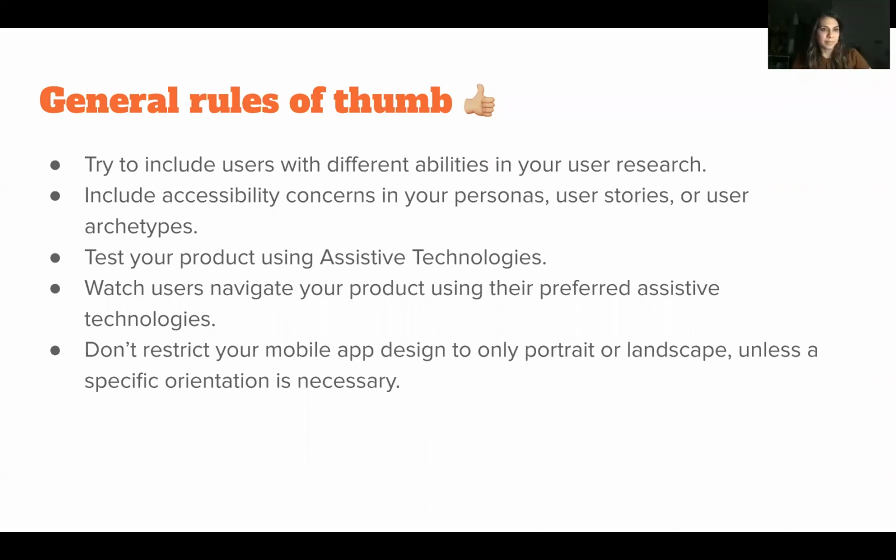So it's best to start at the beginning, like including users with different abilities in your user research, and including accessibility concerns in your personas or user stories. Whatever persona you have, maybe give them a vision problem or another kind of disability. I'll describe some of the more popular ones. Test your product with assistive technologies like screen readers to make sure it all goes in order, and watch users navigate your product using their preferred assistive technologies. Also, don't restrict your mobile app design to only one orientation, because it depends on how users need to flip it.